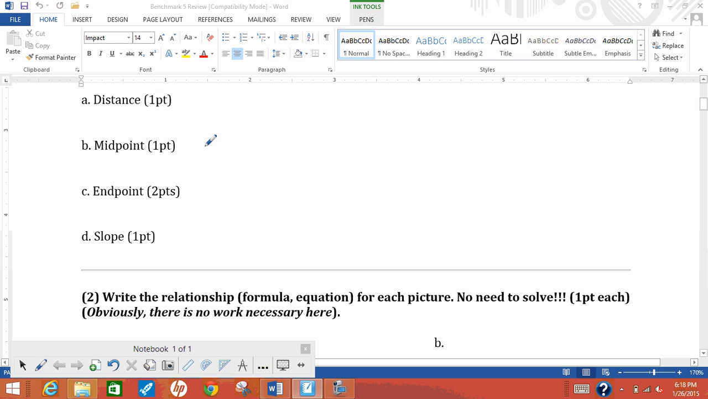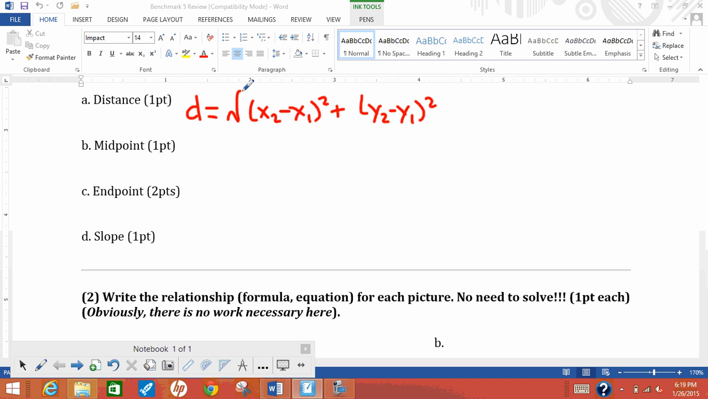So first things first, we need to know our formulas. These are some basic formulas you need to know, and these should be just as easy as finding them in your notes and copying them down. So the distance formula, you can't miss the little things like the subtraction signs in the parentheses, the squareds outside the parentheses, and then the plus sign. And the square root goes over the entire thing.